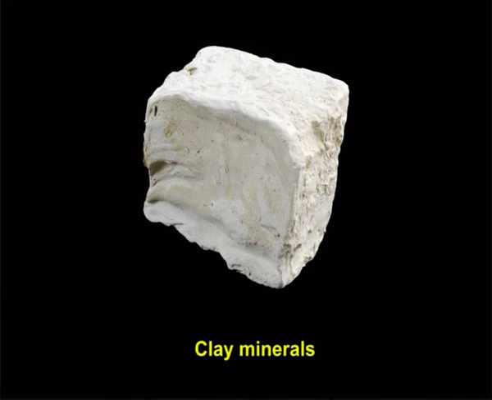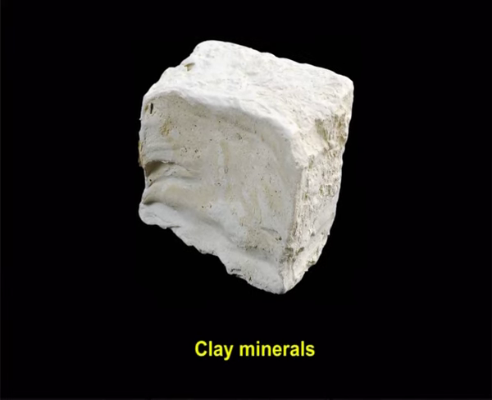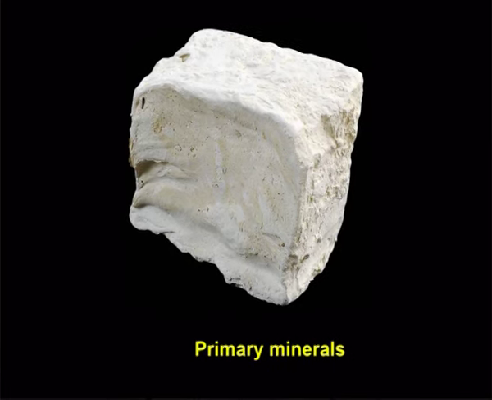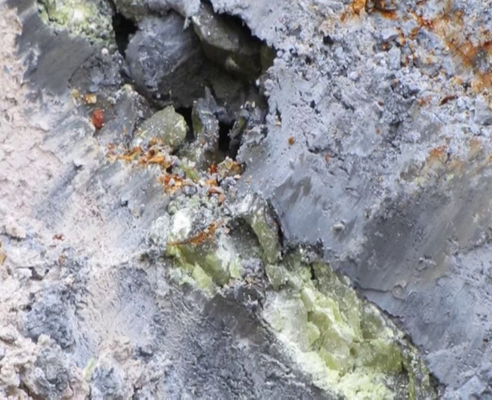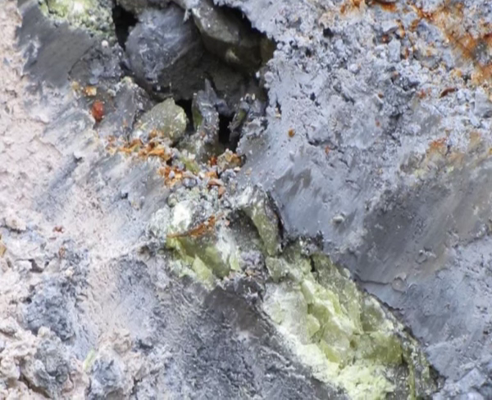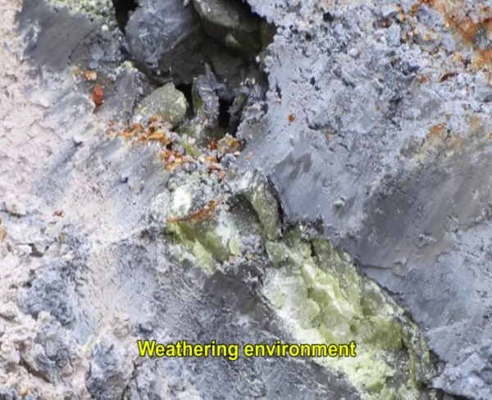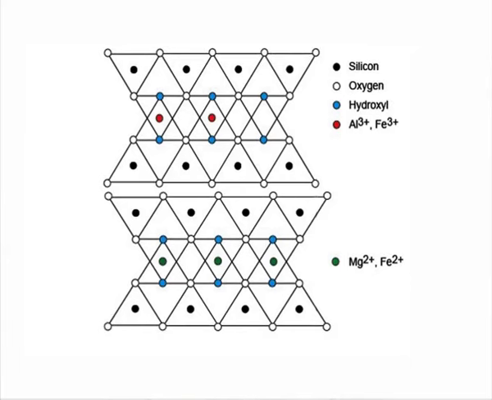Genesis. Clay minerals are crystals formed from soluble products of primary minerals. The kind of clay formed depends on the proportion of different ions in solution and the weathering environment. Most clays are crystalline with a definite repeating arrangement of atoms. They are made up of layers of oxygen atoms bonded together by silicon or aluminum.